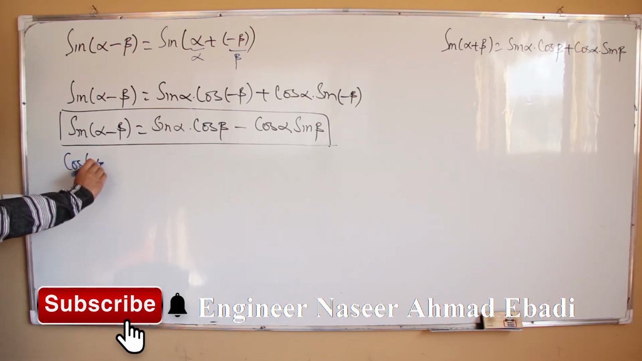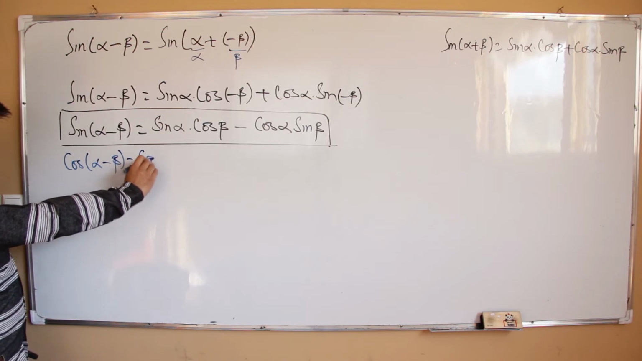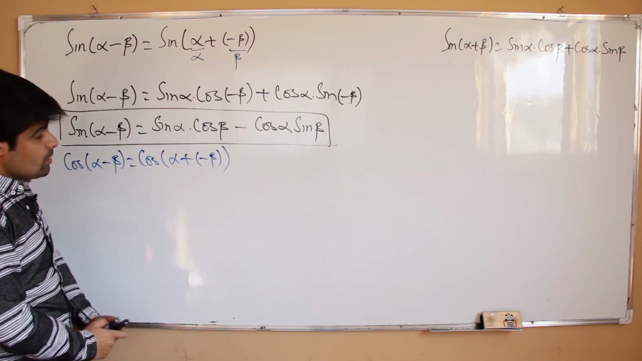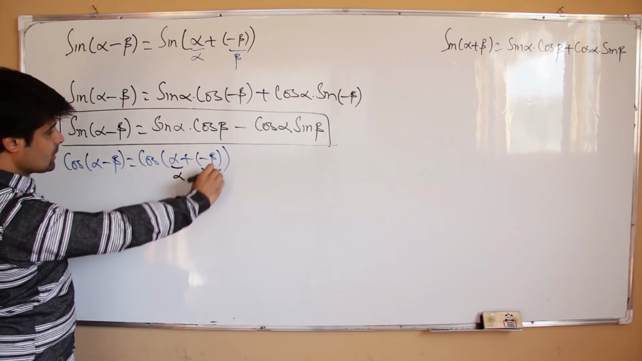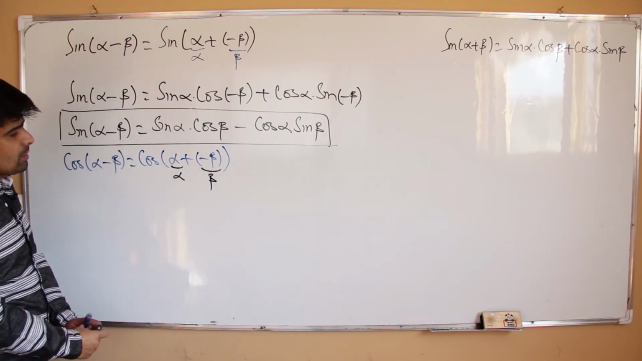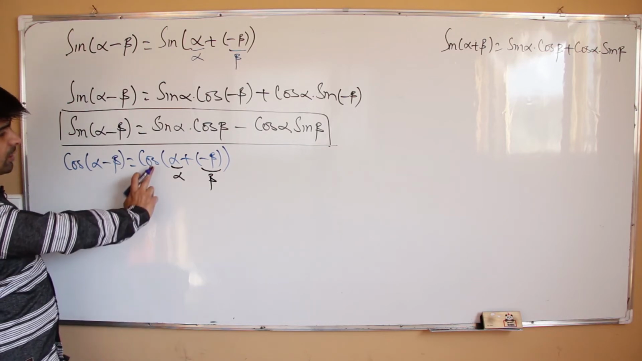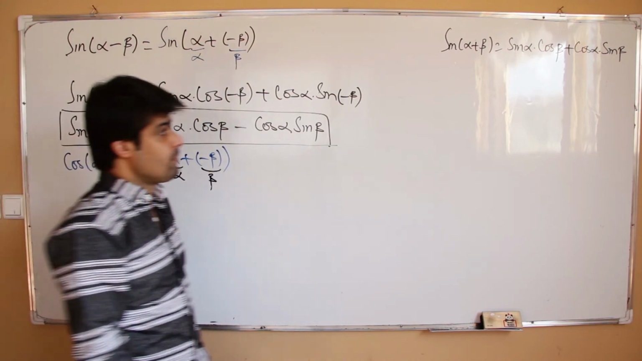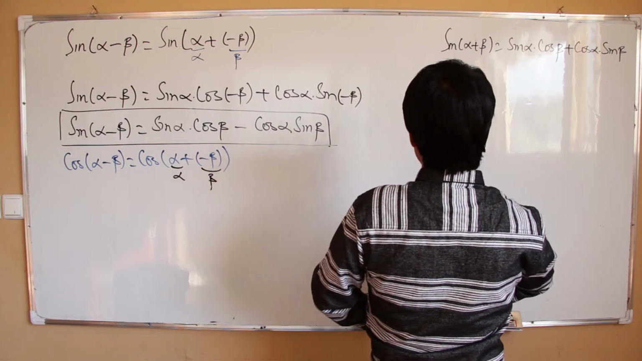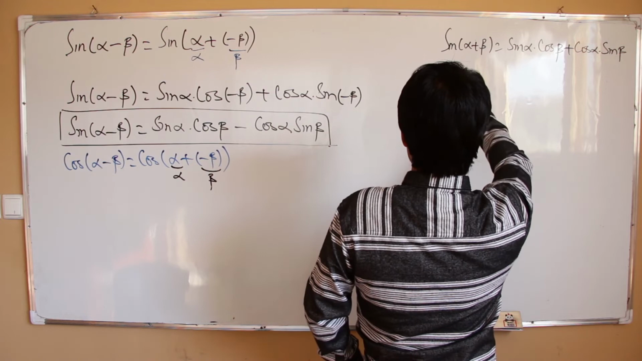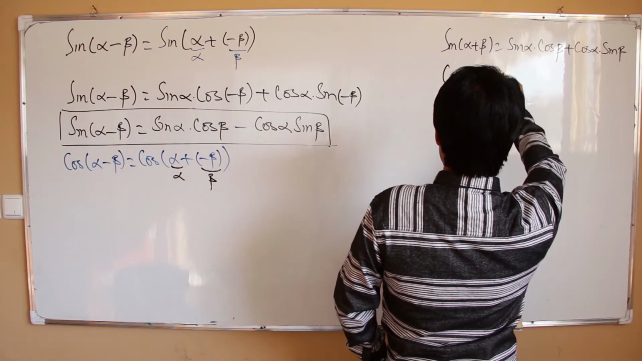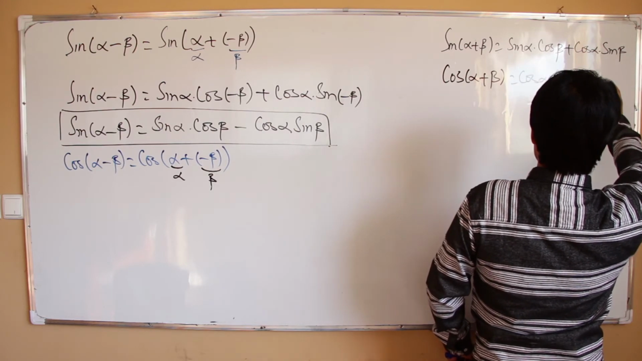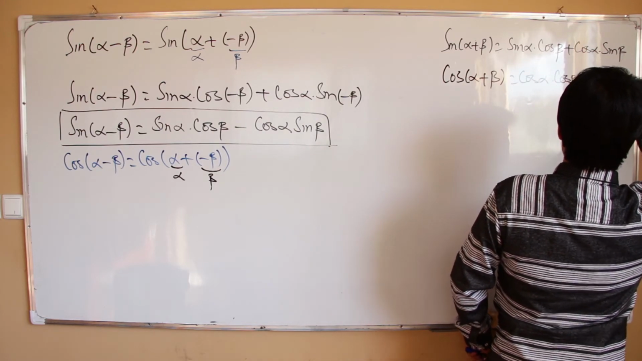Now another proof, for cosine. Cosine of alpha minus beta. Can I write this one as cosine of alpha plus minus beta? Yes, we can do. So this is our alpha, this is our beta. It means we can implement the cosine of alpha plus beta formula for cosine of alpha minus beta. Now what's the formula for cosine of alpha plus beta? It is cosine alpha, cosine beta minus sine alpha, sine beta.